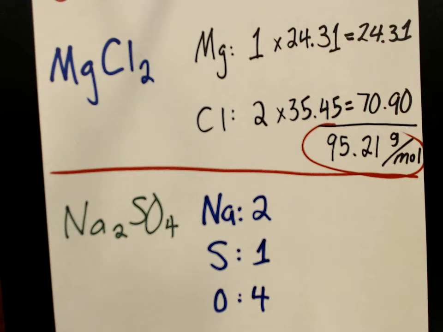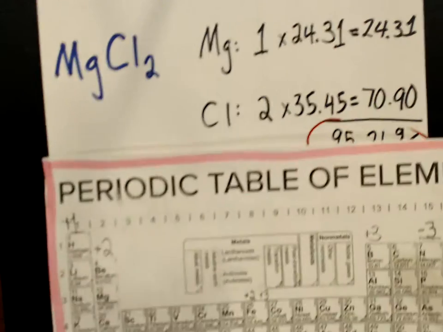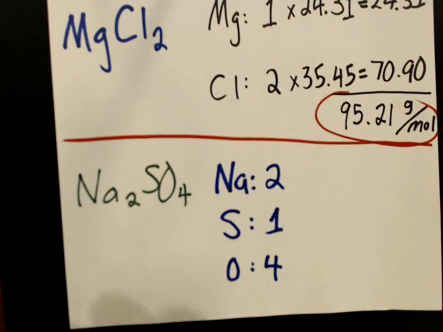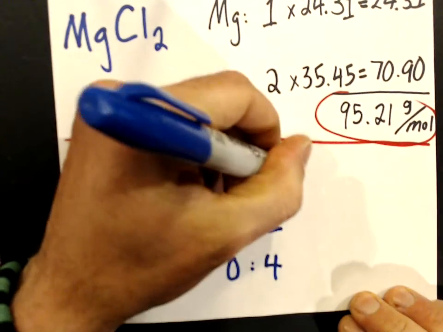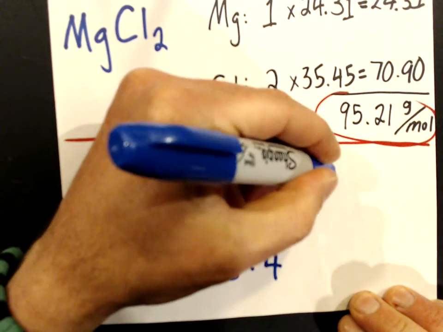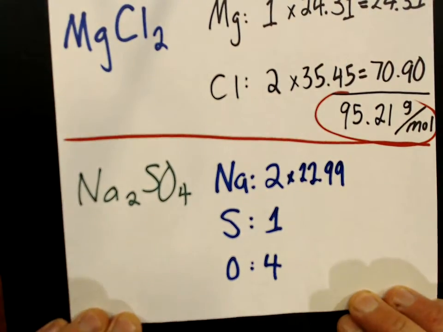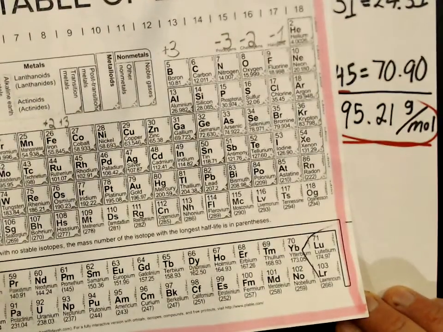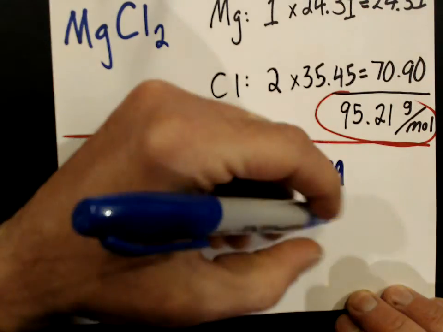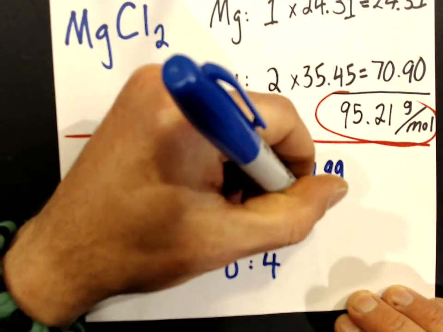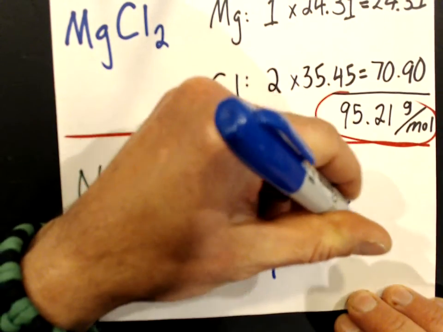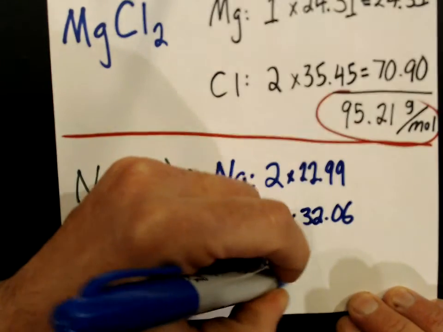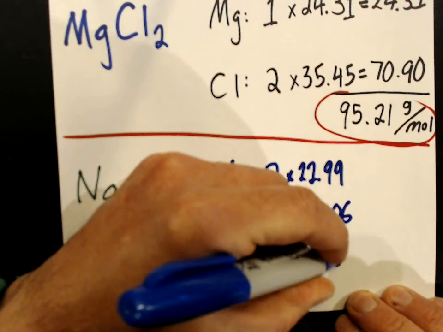Now let's find their masses on the periodic table and round them to 2 decimal places. For sodium, we got 22.99, so I'm going to multiply that by 2. Sulfur's mass on the periodic table, rounded to 2 decimal places, is 32.06. Some of them are already in 2 decimal places, so that's kind of nice. And oxygen comes in at 15.999. We're going to make that the nice round 16.00.